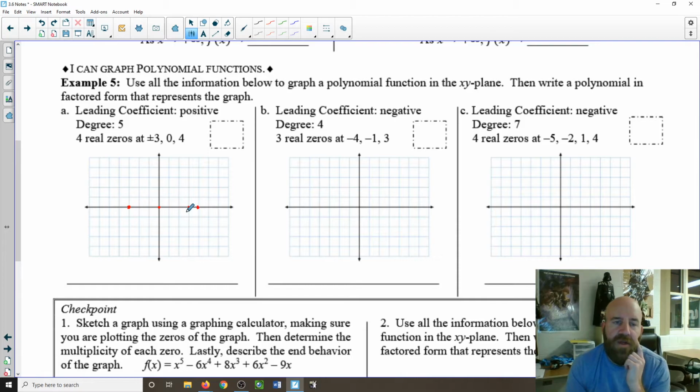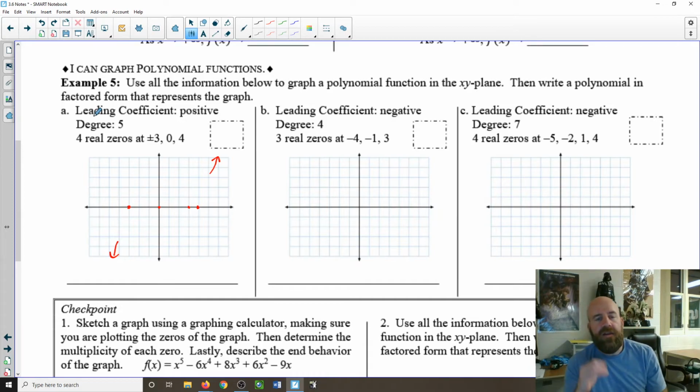Okay, so we have the zeros plotted. Positive leading coefficient, like I said, tells us that the right side end behavior is going up. So I just put a little part of an arrow there until we get situated. Degree is 5, so that tells me the left-hand side goes down because it's opposite. It's odd. Okay?